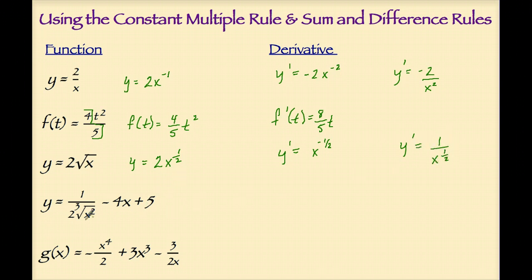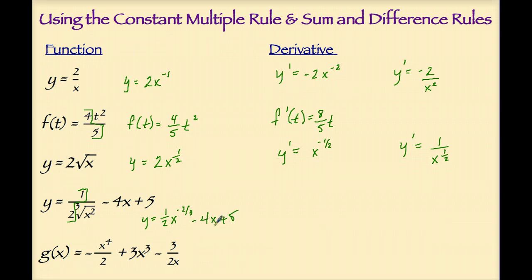For this next function, I can definitely simplify, rewrite that first term, so I'm going to do so, even though I might run out of room. Y is equal to, take the coefficient, this fraction, and make it the coefficient of the variable, 1 half, and then this quantity can be rewritten as x to the negative 2 thirds, minus 4x plus 5. Now before I take the derivative, I want to remind you that the derivative of a constant, which we have here in 5, is going to be 0.